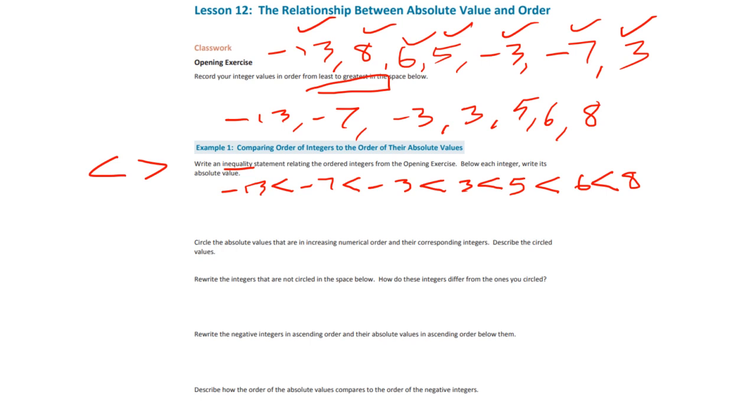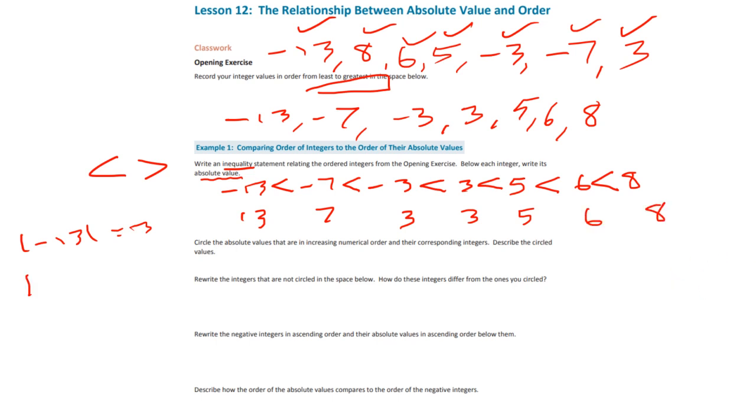And then below it, we're writing the absolute value of it. So absolute value, remember, absolute value of a negative number is just that number. So absolute value of negative 13 would be 13. Absolute value of negative 7 would be 7. Would be 3, that would be 3, that would be 5, that would be 6, and that would be 8.